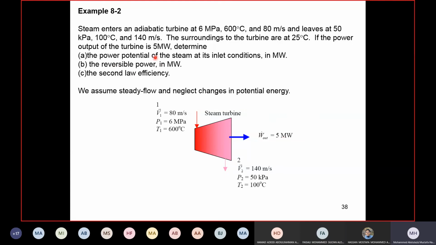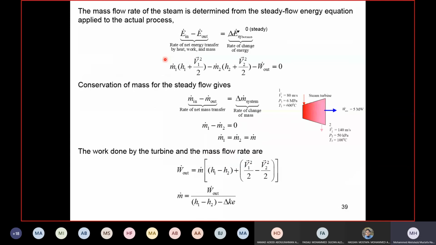And what's the difference between the reversible work and 5 megawatt? What do we call that? The irreversibility. Yes. So it's also asking about the second law efficiency, which will be 5 over the reversible work. So now these are the questions here. Do you understand the problem and the question? Is it clear, before we go to the solution? Okay, let us go now to the solution.